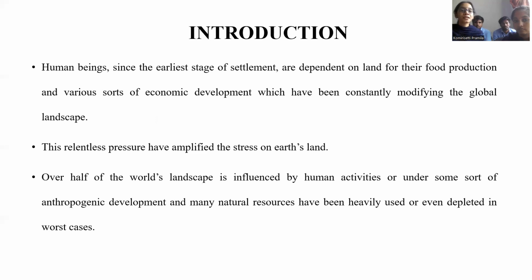Human beings, since the very starting stage of settlement and evolution, are dependent on land for our food production and various sorts of developments like economic development, etc. Due to this, the global landscape is constantly modified. And this constant modification of the global landscape is causing some stress on Earth's land. Half of the world's landscape is influenced by human activities and anthropogenic activities. It indirectly or directly causes depletion of natural resources.